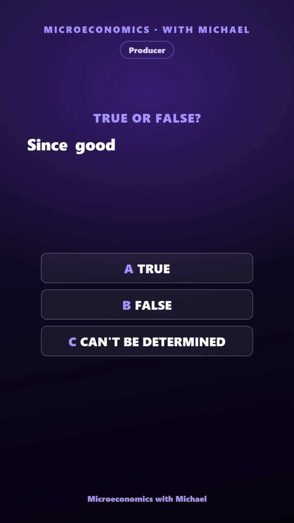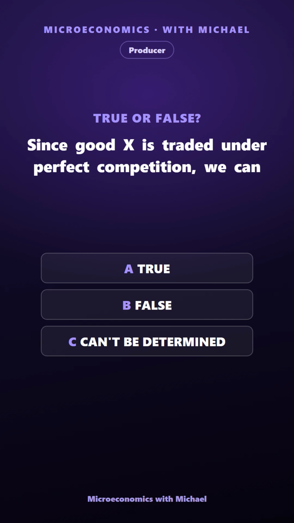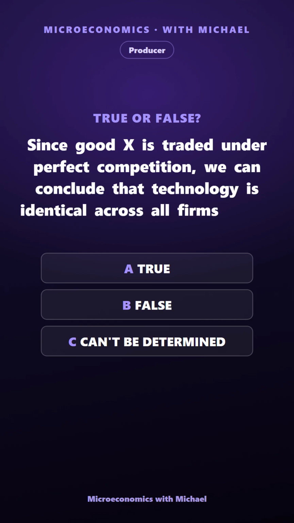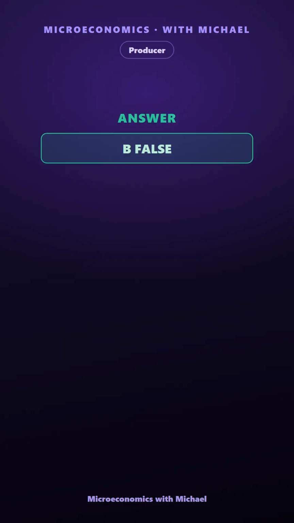Since good X is traded under perfect competition, we can conclude that technology is identical across all firms in the market. True, false, or can't be determined. The answer is false. Incorrect.